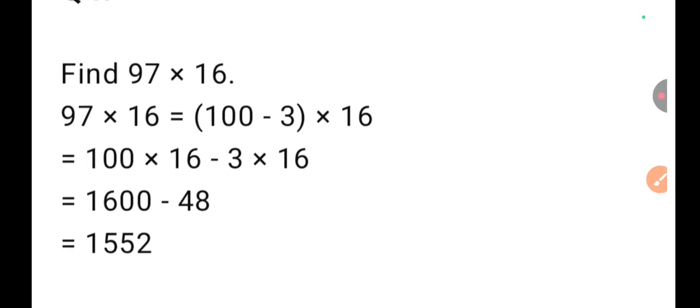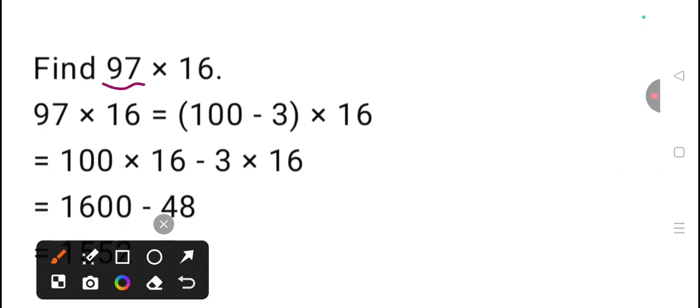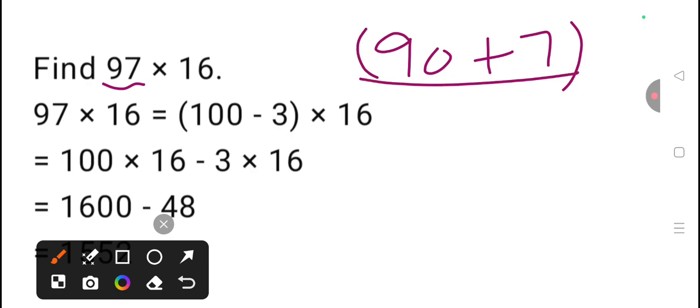Okay, one more thing, just note here it can come into your mind that you can split 97 as 90 plus 7, but you can simply check that when you have to multiply 90 by 16, it will be more difficult than multiplying by 100, right, everyone? So try to split it as 100 minus 3 only.